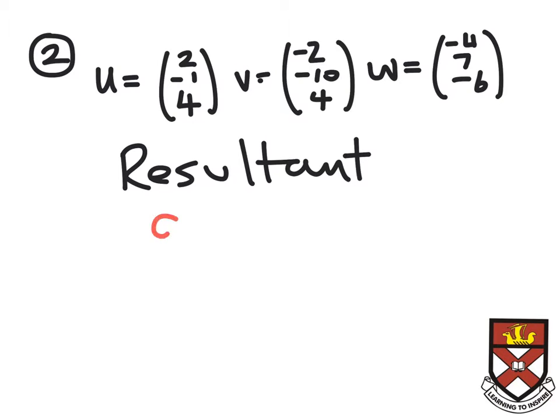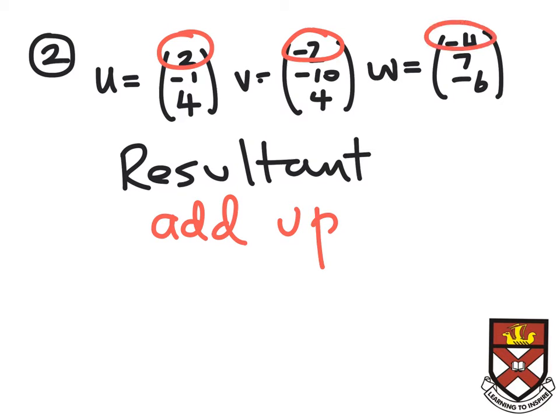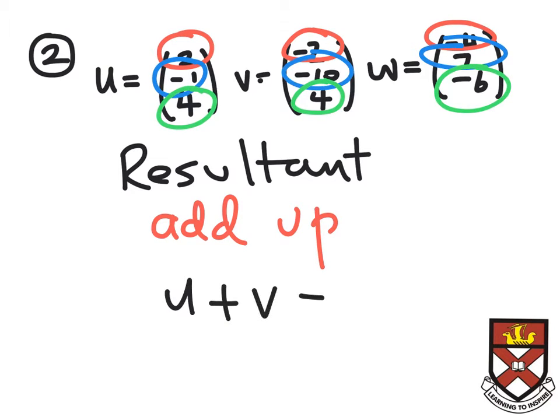Number 2, calculate the resultant. Well, the resultant just means add up. So all we need to do is add up the first numbers, then add up the second numbers, and then finally add up the third numbers. Okay, so u add v add w.